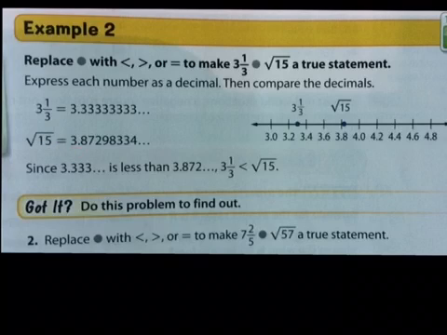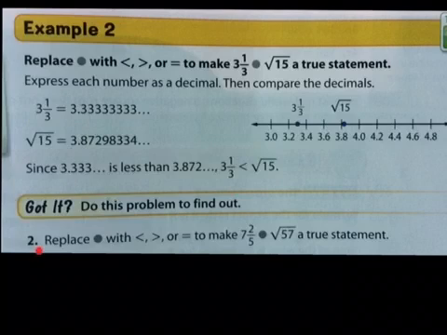And you can see that's what we got there, 3.8729. We had all those numbers in our calculator. But when we compare it to 1/3, 3.33, you can see that this number is greater than this number, right? When we look at it on the number line. So since 3.33 is less than 3.81, we write it with the less than sign.